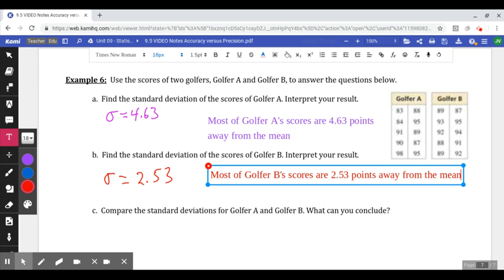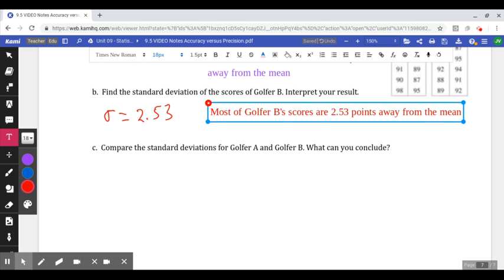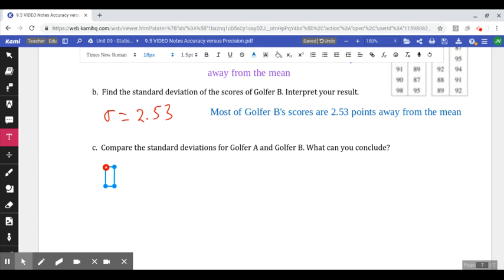One of the things that's nice about standard deviation is it allows us to compare two different sets of data. In this case, we're representing two different golfers. At first, it might not be fully apparent exactly which one of these golfers is doing a little bit better, but when you actually can figure out the standard deviation, put a number on it, sometimes that can help us to figure that out.